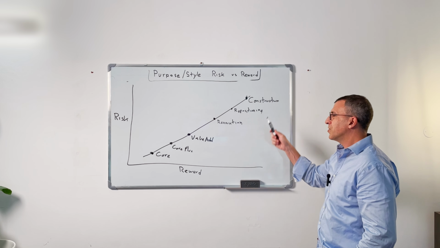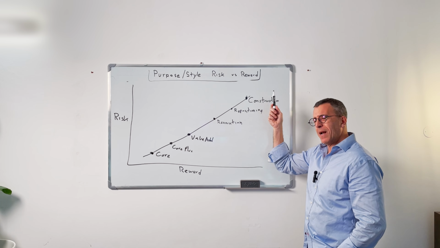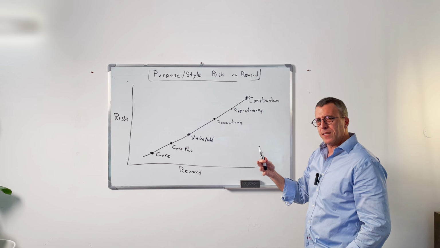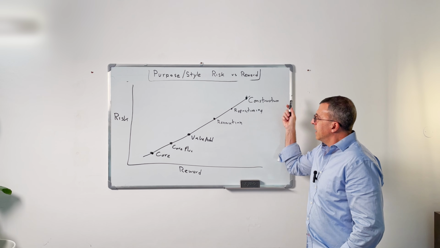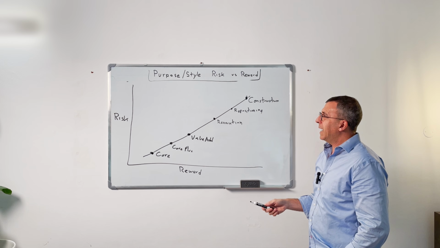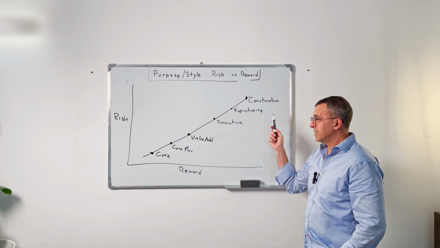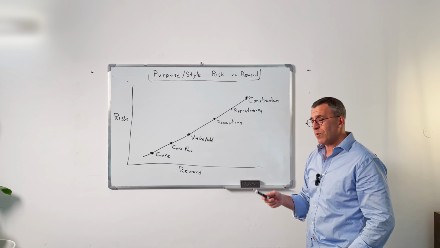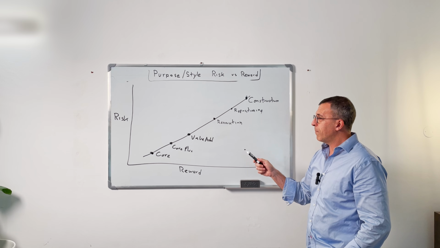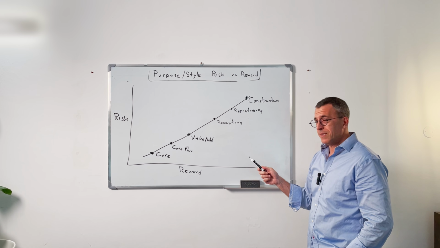I was just going to think maybe there's raw land, but I don't think I would consider raw land because it's really speculative. You're just holding on to it. In any case, this is how you would look at the risk and reward of the different investment styles. And here's where it gets interesting. What if I now map onto this the different property types?